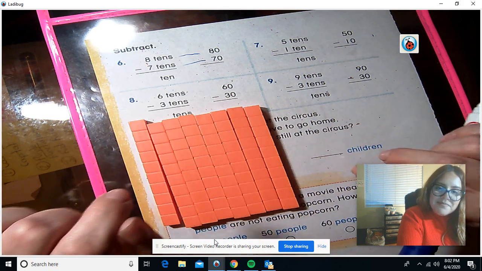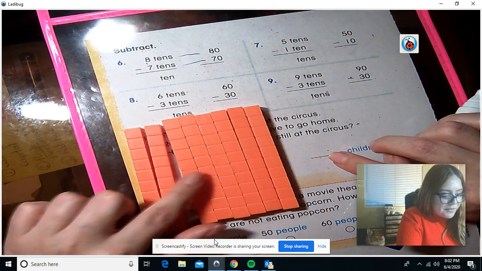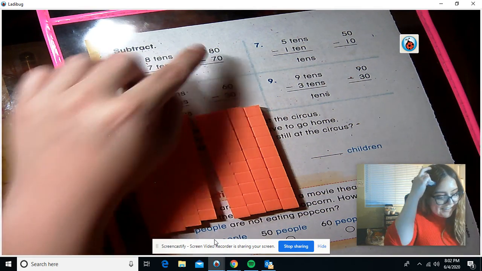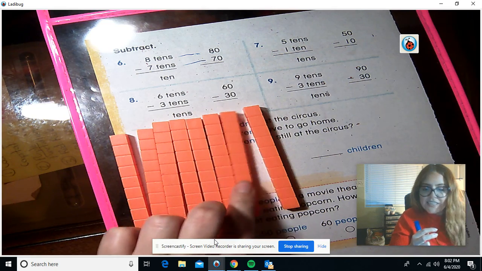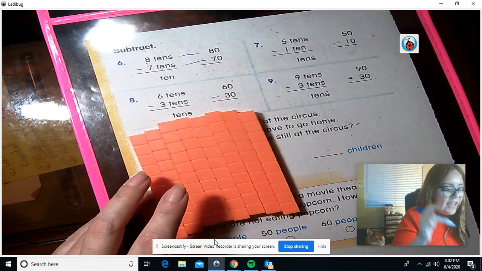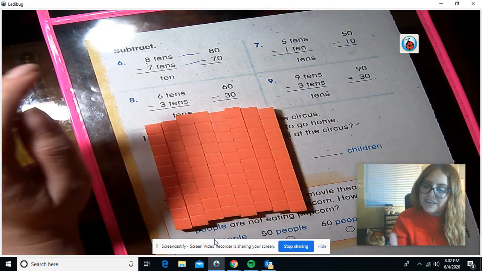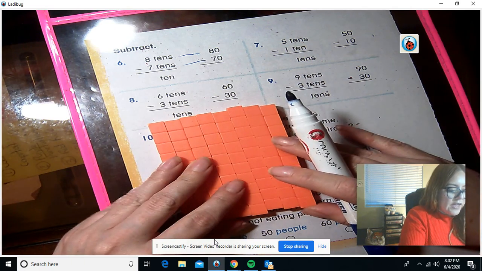So you see how 8 groups of 10 makes 80? 10, 20, 30, 40, 50, 60, 70, 80. 80. And 7 groups of 10 would give us 70. So I have 8 groups of 10.